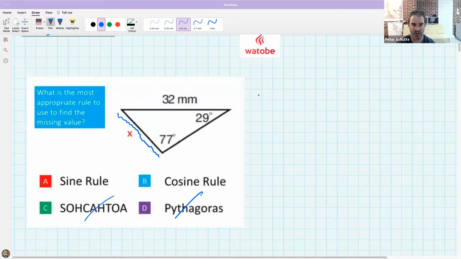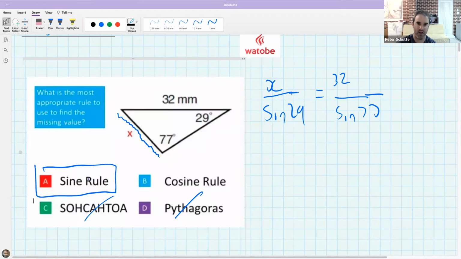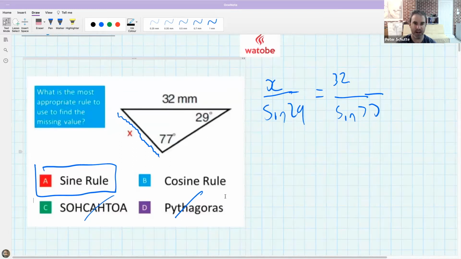And I think the answer, if I was trying to find it, I would write X over the sine of 29 is equal to 32 over the sine of 77. And then I'd solve for X. And so my answer would be A, which is the sine rule. Okay, so it's important to think about, I'm going to do this a lot, I'm going to ask you what tool is going to be used for the job. Okay, so the answer would be A.